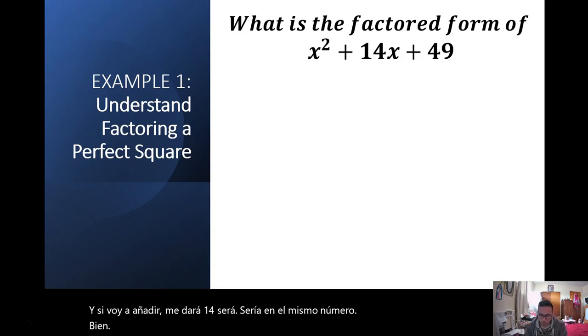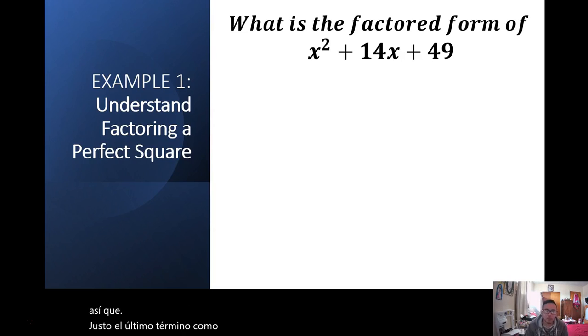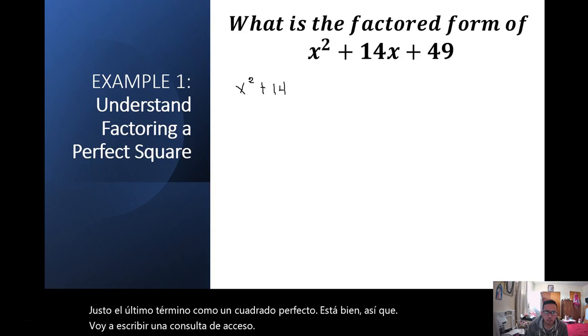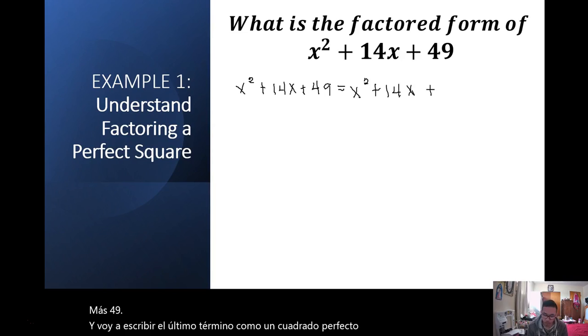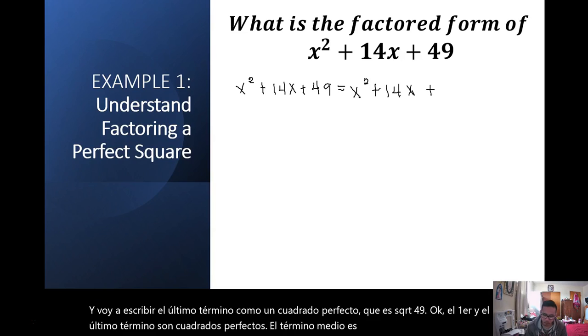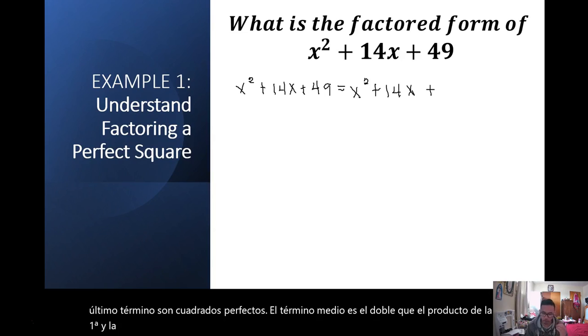So, write the last term as a perfect square. Okay, so I'm going to write x squared plus 14x plus 49, and I'm going to write the last term as a perfect square, which is the square root of 49. The first and the last term are perfect squares. The middle term is twice the product of the first and the last term of the binomial, based on the definition of a perfect square trinomial.